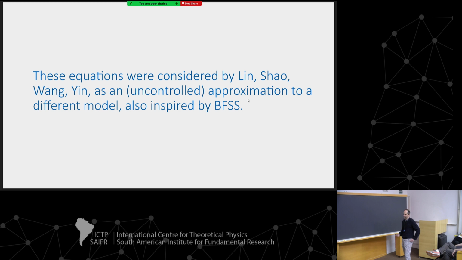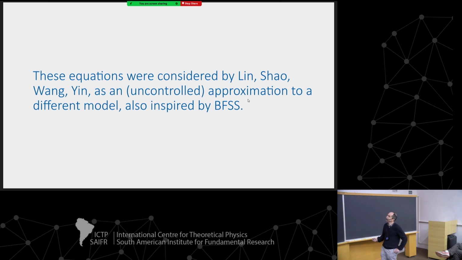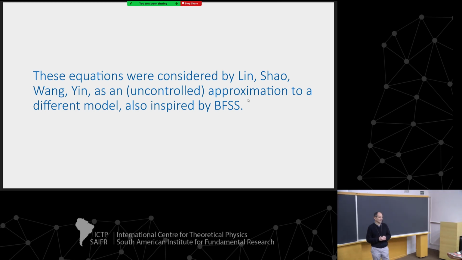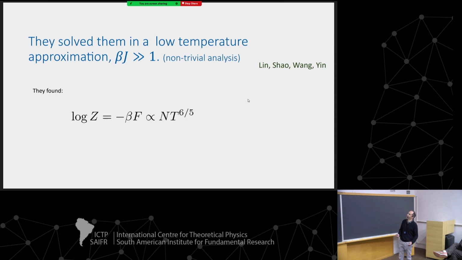Now, it turns out that these equations that we are discussing were, in fact, analyzed in a different paper by Lin, Shao, Wang, and Yin as an approximation to a different model. So they were studying a different model that was also motivated by BFSS. It was some particular gauge theory. And they made a truncation of the equations of that theory to these equations here. And then they analyzed them in great detail, so quite a non-trivial analysis.